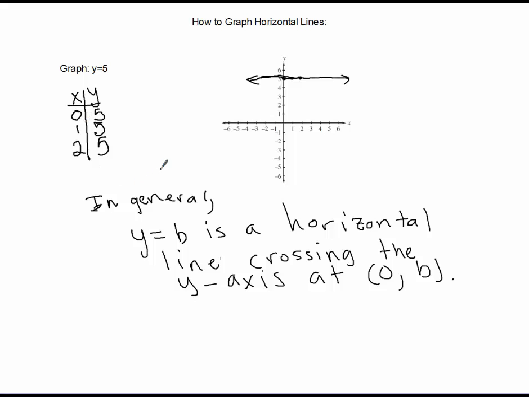Alright, and that's how horizontal lines work. So in general, if you graph it, and so if here's b, then your horizontal line is going to cross the y-axis at b, or 0 comma b.